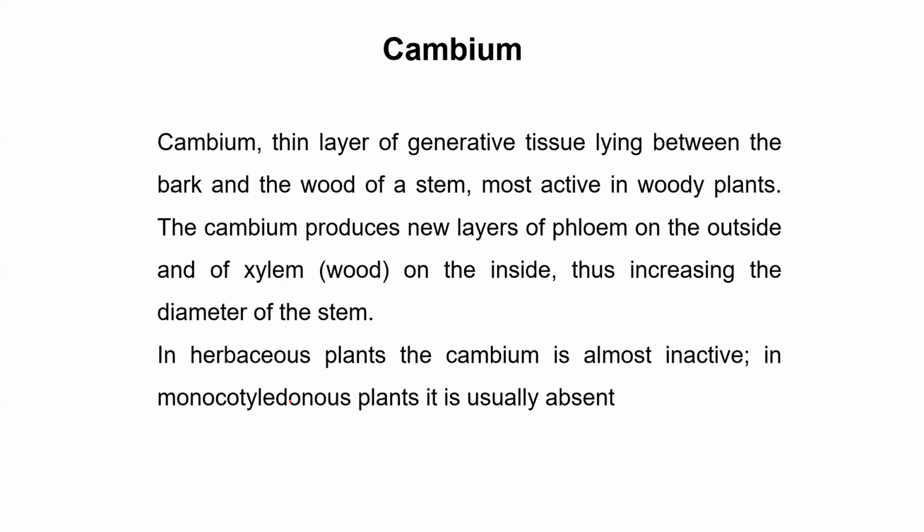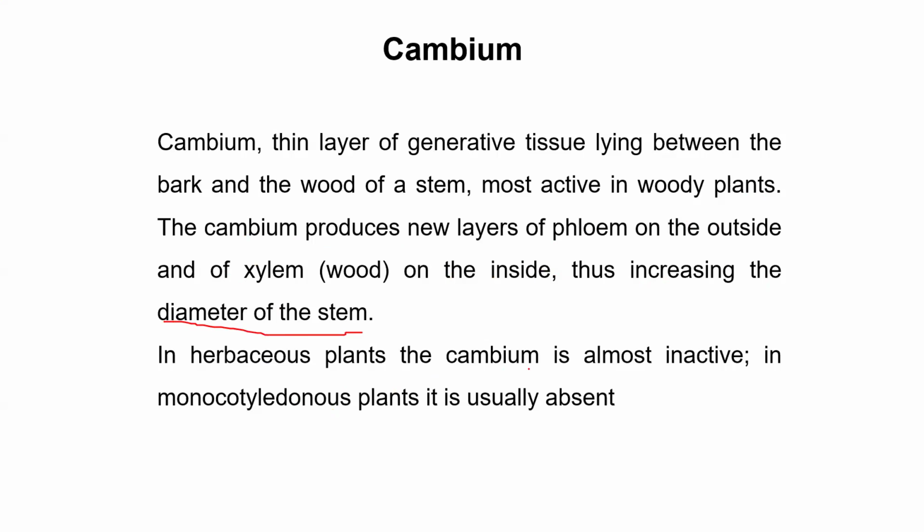So the cambium is a thin layer of generative tissue lying between the bark and the wood of the stem, and it is more active in woody plants. This cambium produces a new layer of phloem on the outside and xylem on the inside, thus increasing the diameter of the stem. Due to this secondary growth, the diameter of the stem increases.